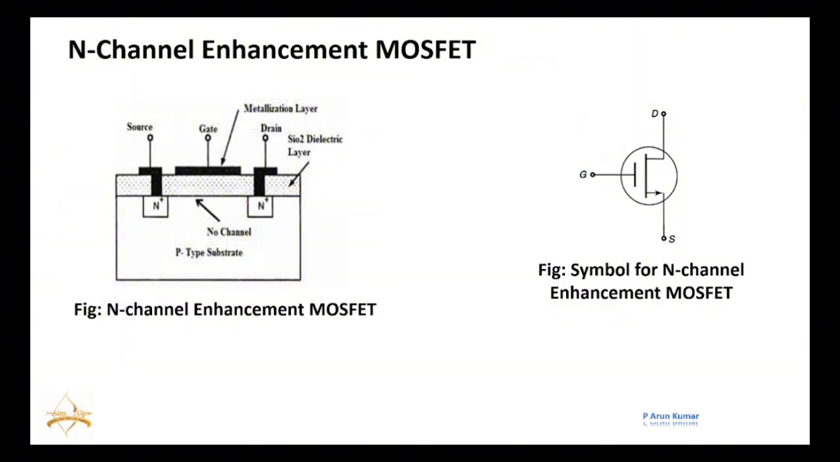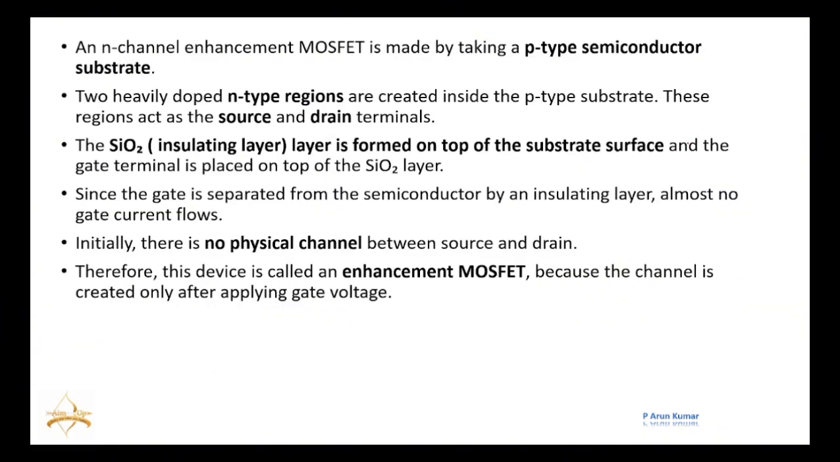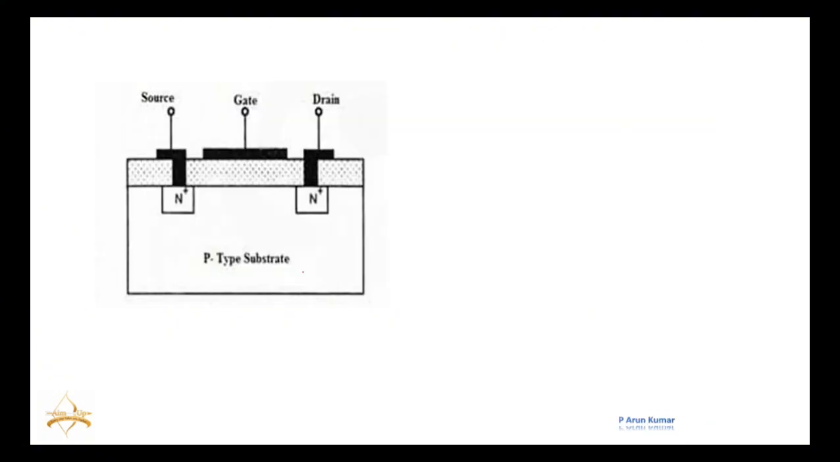Now we'll see the connections of this N-channel enhancement MOSFET. This is the point. Just go through it, take a snapshot, and go through it. We can see there is no physical channel between source and drain. So that is the reason it is called an enhancement MOSFET. Now we'll see this connection.